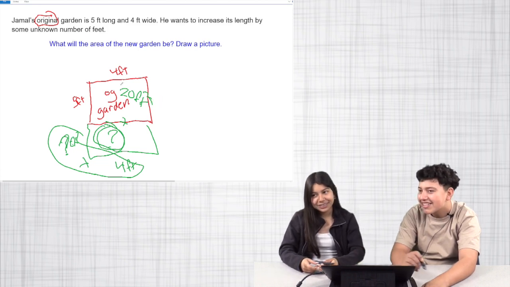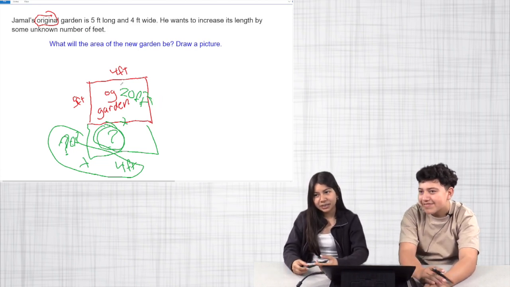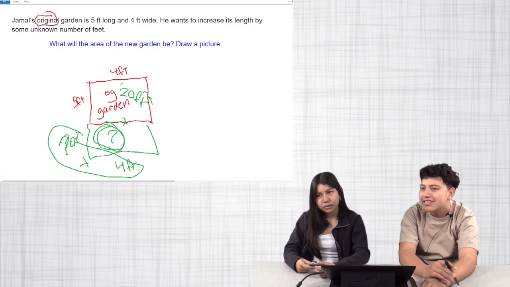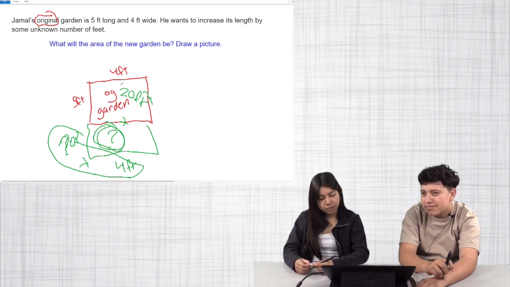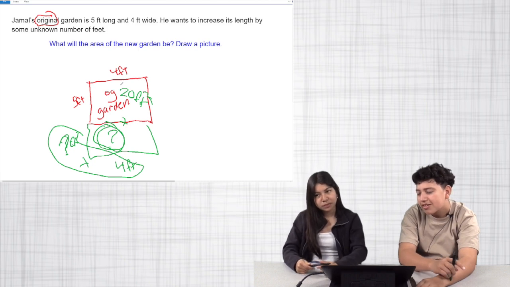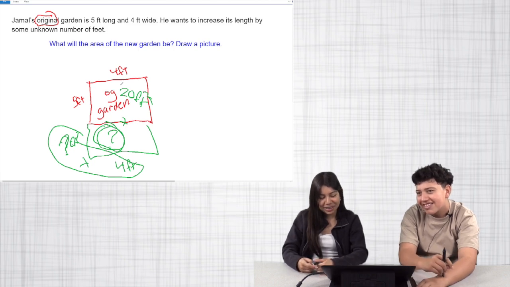I think Emily had a really interesting idea to use a question mark. Here's the disagreement I hear you having. Emily thinks the question mark is the increased length, and then in the area she wants to write question mark times 4. And Mauricio thinks that the area of the extended part should be question mark, not question mark times 4.